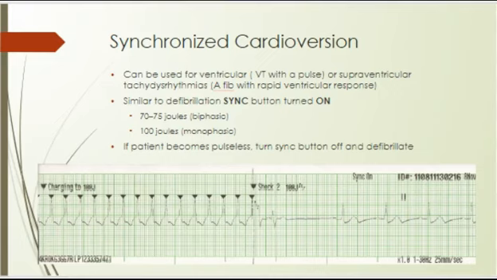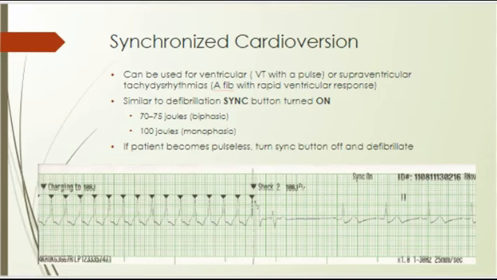Also, the joules are a lot lower, so the energy delivered with synchronized cardioversion is a lower amount than when you're not syncing it and you're purely defibrillating with a big amount of electricity. It can be anywhere from 200 to 360 depending on your defibrillator for defibrillation. And for synchronized cardioversion, it's going to be, as you see, 70 to 75 joules or 100 joules, depending on what kind of defibrillator machine you have.